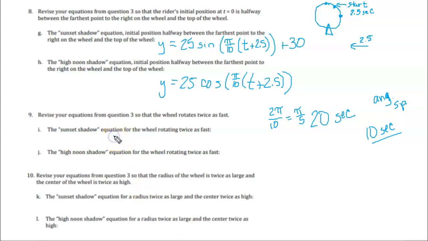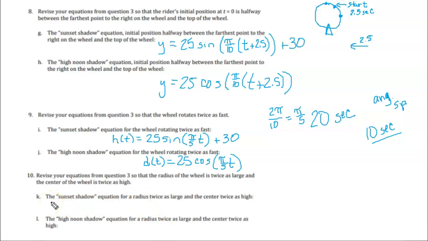So when I write my equation, the height above the ground is still going to be 25 for its amplitude because our radius is still 25. It's going to be sine, but our rate of change, that angular speed, is no longer pi over 10. It's going to be pi over 5. This time, we still are starting at that far right side of the circle, so I don't need to worry about shifting where it's starting, and it's still 30 feet above the ground. For cosine, it still has a radius of 25, but our angular speed is pi over 5 instead of pi over 10.